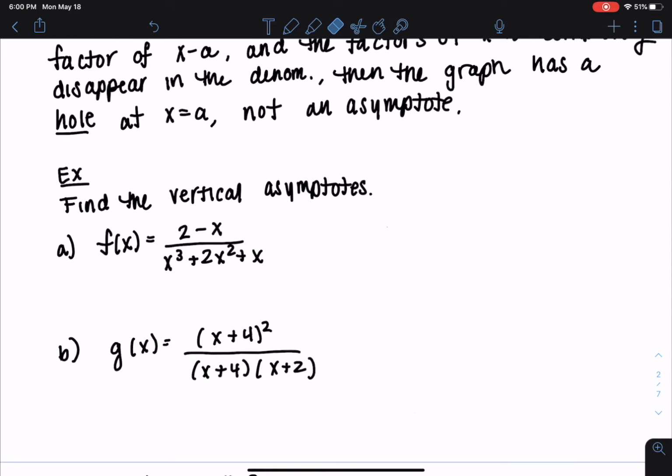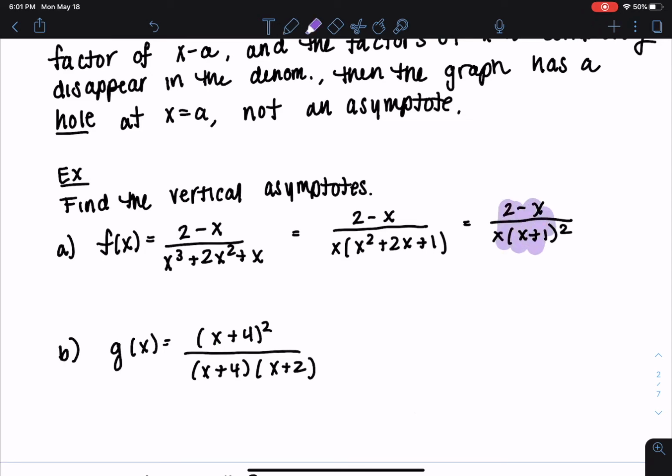So I'm going to start with this function, 2 minus x over x cubed plus 2x squared plus x. I've got to reduce this, so that means I've got to factor it. And really, you want to factor anyway because that's going to help you figure out where the asymptotes occur. Can't do anything in the numerator, but in the denominator, I could take out an x, and then the bottom factors nicely into x plus 1 squared times x. Now, I can't cancel anything out. Neither of these look alike, so that is going to be in our lowest terms.